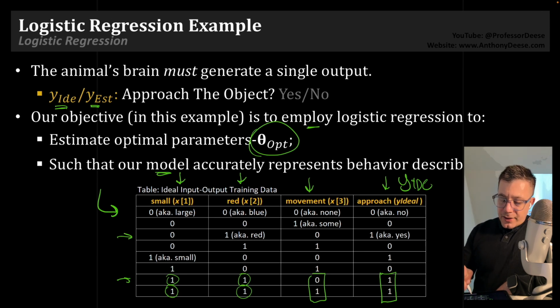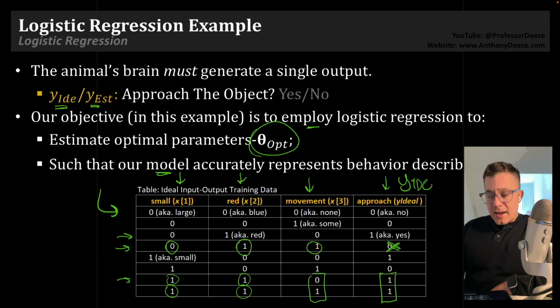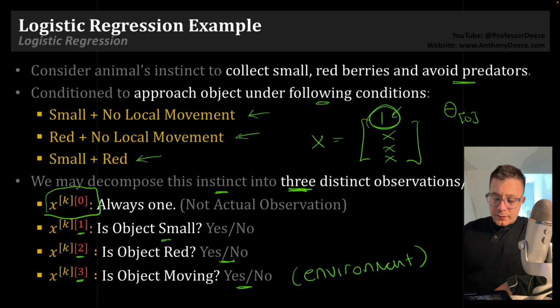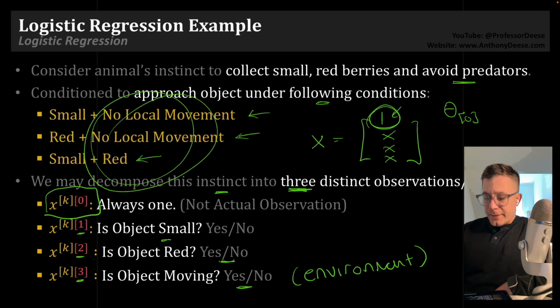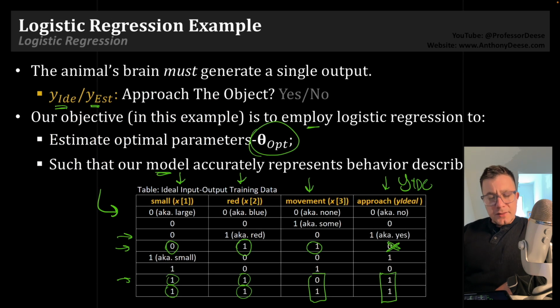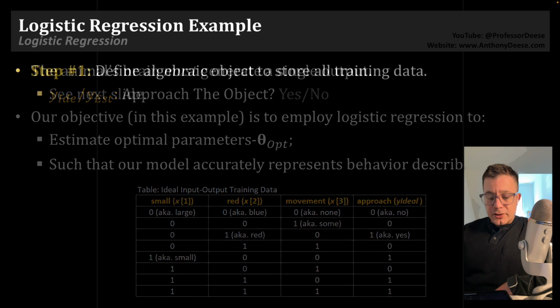If it sees something that is, actually, let's take a look at this row down here. If it sees something that is red, but not small, and it detects movement, then in that case, it's not going after the food, and this fits with what we said up here. So pretty simple example. I know it's a little bit elementary, but really it provides a good base case for us to test our knowledge of logistic regression.